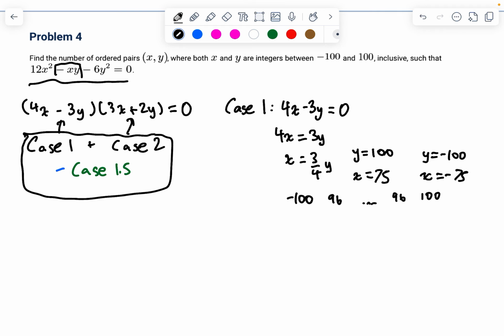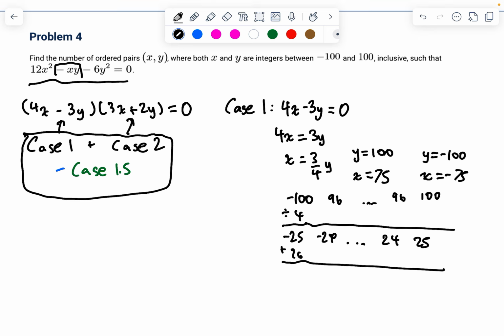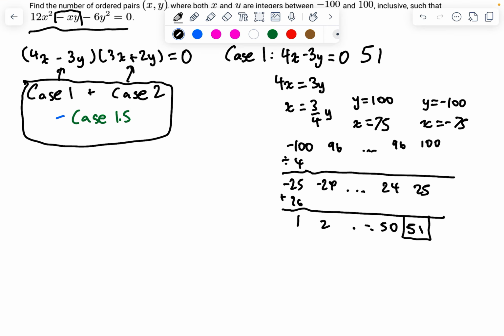So we just have to find the number of numbers in this sequence. Let's divide this whole sequence by 4. Then it becomes negative 25, negative 24, all the way to 24, 25. If we add 26 to the whole sequence, it's 1, 2, all the way down to 50, 51. So there are 51 cases that satisfy case 1, 51 sets of x and y. Alright, let's get to case 2.